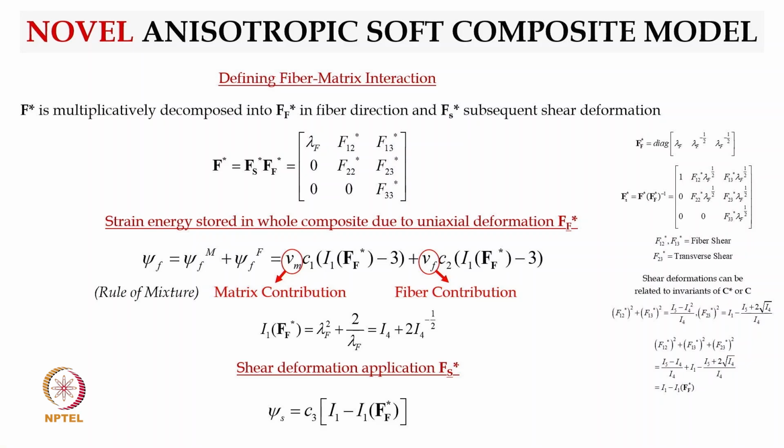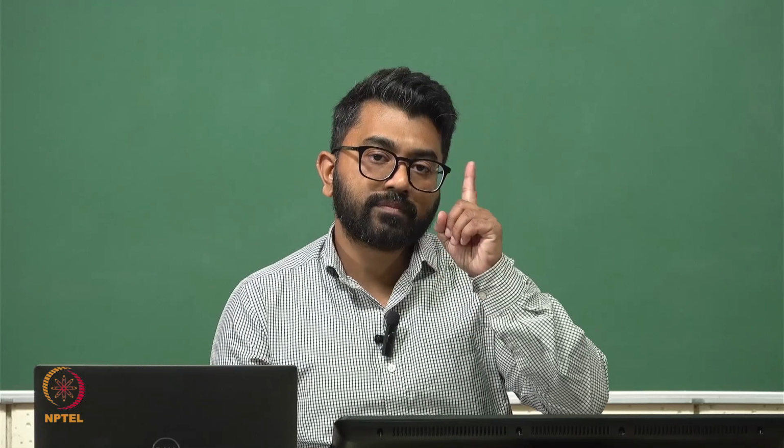Long story short, what this comes down to is converting into something where you have a term known as nu m, which is given by the matrix contribution or the matrix volume fraction. So this equation boils down to nu m C1, where C1 is a parameter, times I1 of Ff star minus 3, plus nu f C2 times I1 of Ff star minus 3, right. So nu f is the fiber contribution. nu f plus nu m is equal to 1, okay. So nu m is 1 minus nu f and so forth, right.